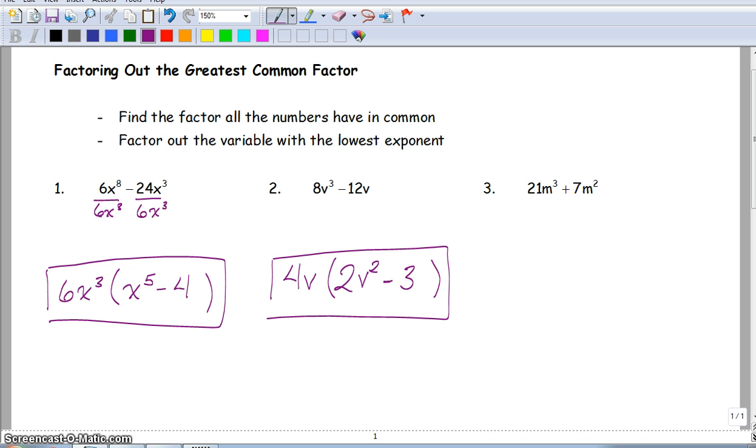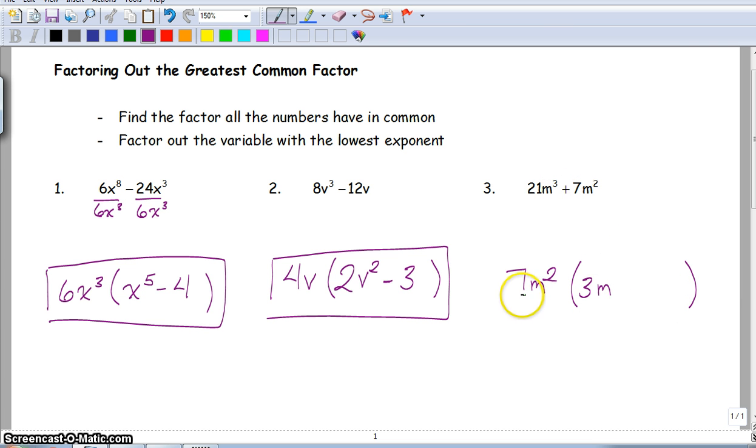The last problem, I have 21m cubed plus 7m squared. Between 21 and 7, the greatest common factor is a 7. Between m cubed and m squared, the greatest common factor is m squared. So then I need to figure out what I have left. For the first term, 7 times 3 gets me to 21. M squared times m equals m cubed.